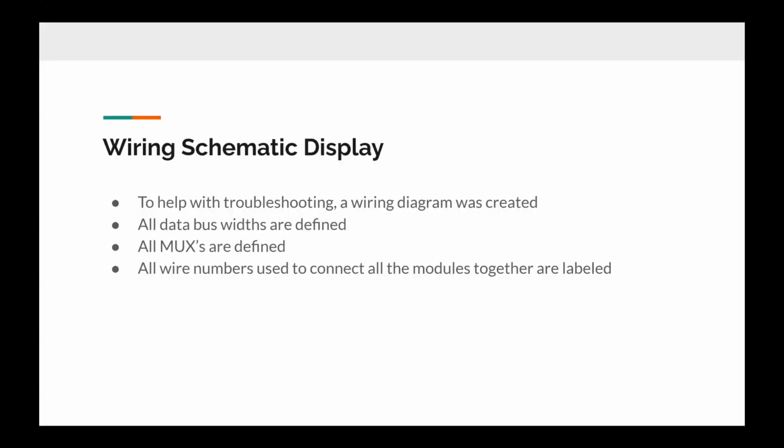So now we'll have a wiring schematic display. We had a lot of trouble with the processor, and we did not find one block diagram online that depicted all the units used for the processor. So we created our own wiring schematic, and all data buses are defined in the wiring schematic, and all muxes are also defined. All wire numbers that were used in the ModelSim implementation were also drawn onto the schematic, so it'll be easy to troubleshoot.